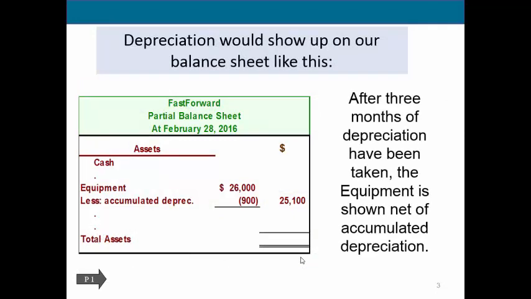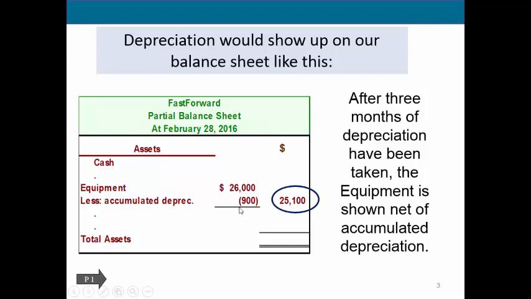Here we're just going to show quickly the partial balance sheet, and what we're concentrating on is how we actually show depreciation on the balance sheet. We're going to show here under our assets, we'll have the equipment category, and then right below that we show the related accumulated depreciation. So less the accumulated depreciation for this equipment, and here you can see our net book value. Now here you can see $900.